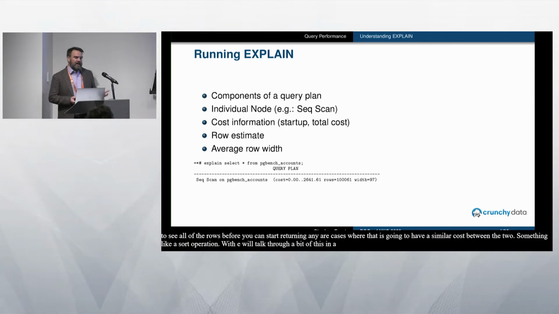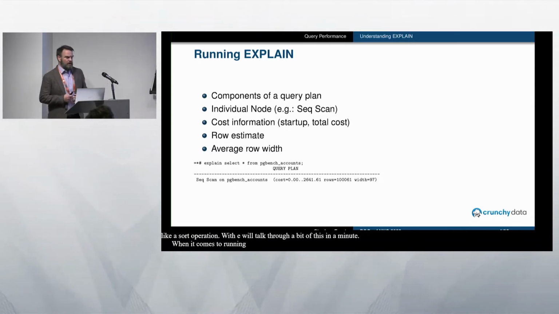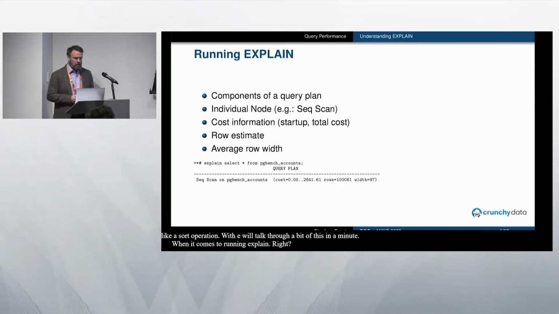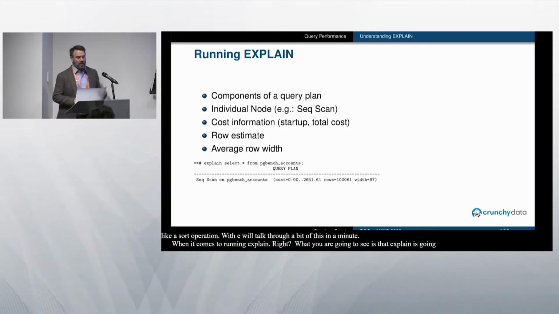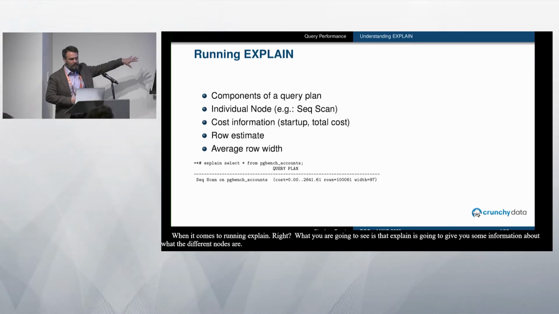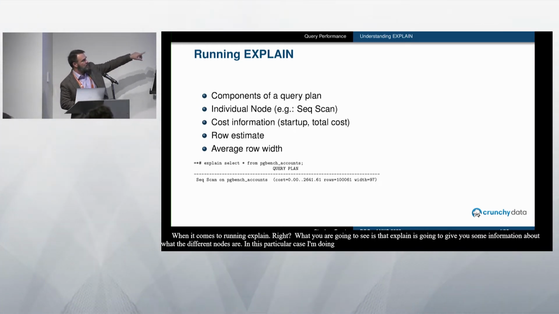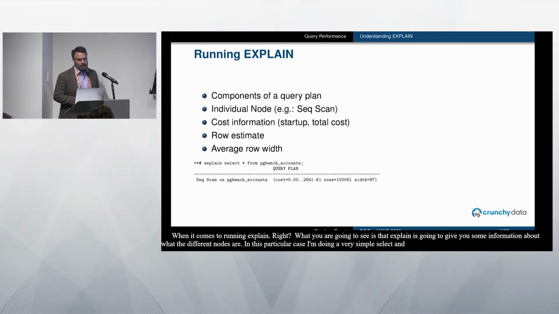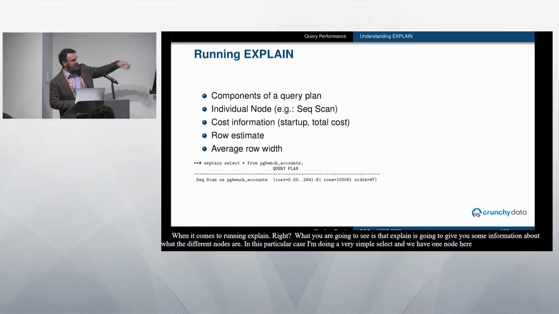When it comes to running explain, what you're going to see is that explain is going to give you some information about what the different nodes are. So in this particular case, I'm doing a very simple select. We have one node here, a sequential scan node, on this pgbench_accounts table.